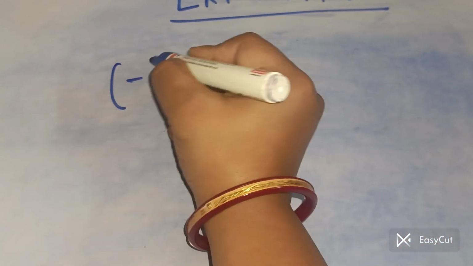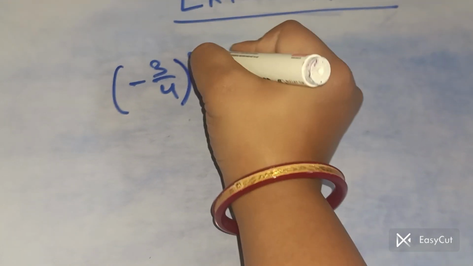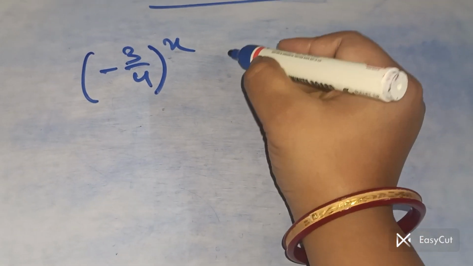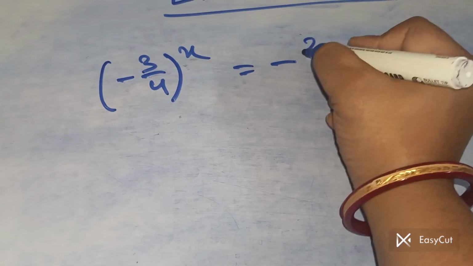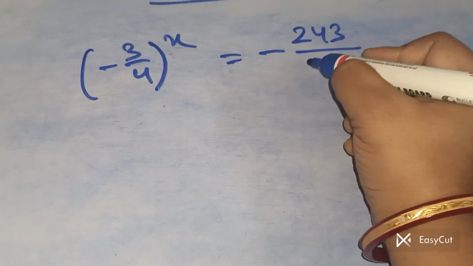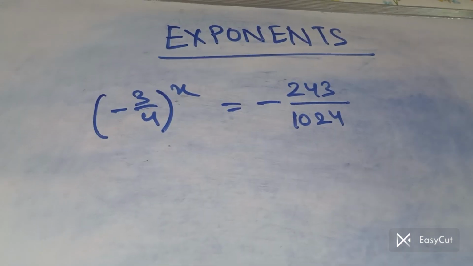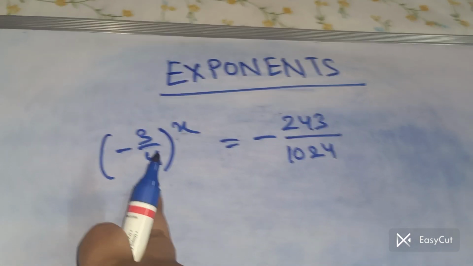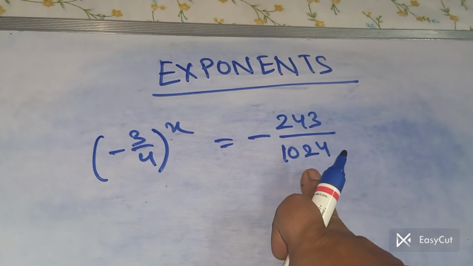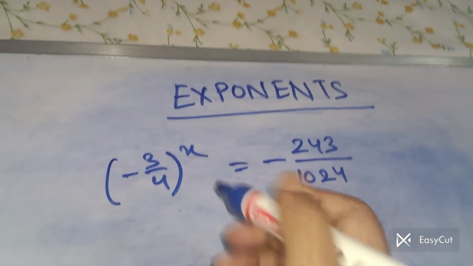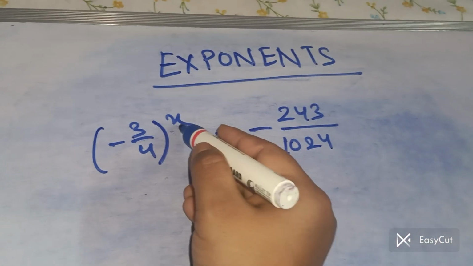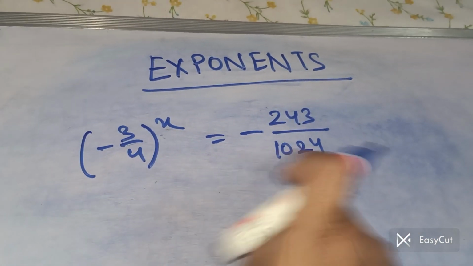The kind of question I am solving now is, suppose, find the value of x. Suppose it is given that minus 3 by 4 whole to the power x equals minus 243 by 1024. It's a bit difficult sum. See, minus 3 by 4 is there, and here it is this one. So we have to find the value of x, meaning the power x. Both sides should be the same.